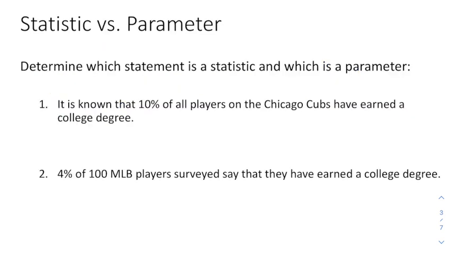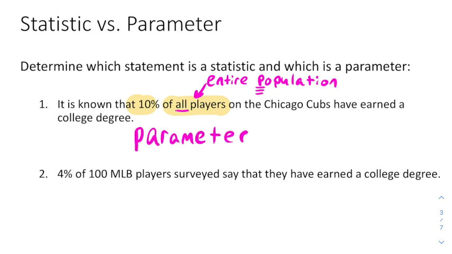So let's get some practice deciding whether or not some measurements are statistics or parameters. Our first problem says it's known that 10% of all the players on the Chicago Cubs have earned a college degree. Well, this 10% is describing all of the players. That word "all" means that we have the entire population. Well, if we're describing the entire population, P for population, P for parameter. So this 10% was a description of the population, making it a parameter.